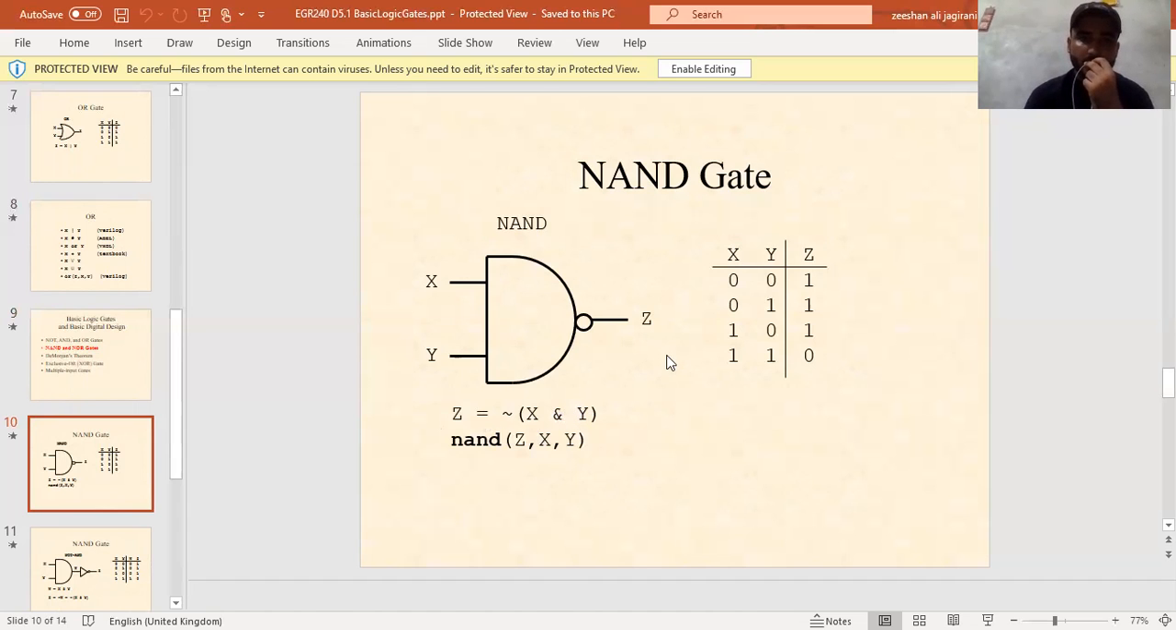Now here X is 0, Y is also 0, and the product will be 0. But here the NOT gate is also used, so the value will be inverted. 0 is the value, so the output will be 1. 0 into 1 will be 0, but here the output is 1 because the NOT gate is inverting the values. 1 into 0 will be 1 because the inverted 0 is equal to 1. 1 into 1 is 1, and the inverted value of it will be 0, which is the output.